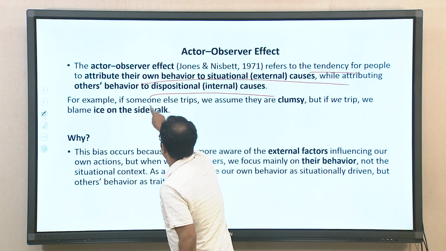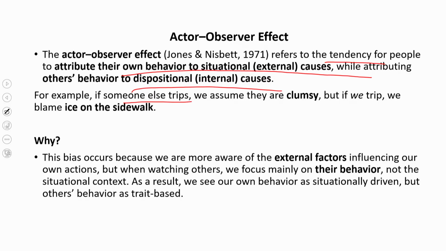So, for example, if someone else trips or falls, we assume they are clumsy, but if we trip ourselves, we blame ice on the sidewalk or some slipperiness and so on. So, that is the opposite kind of attribution we do. So, that is another kind of bias.